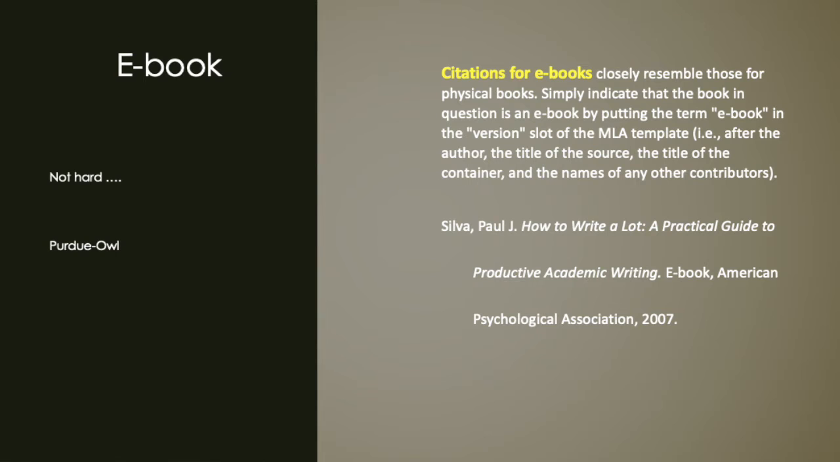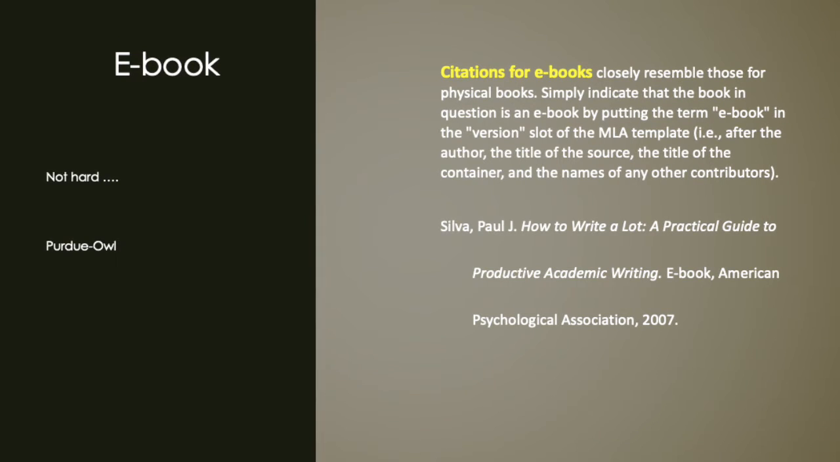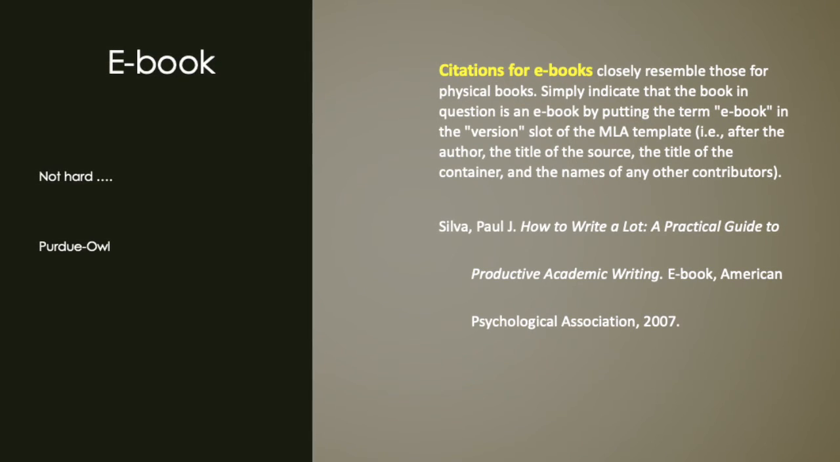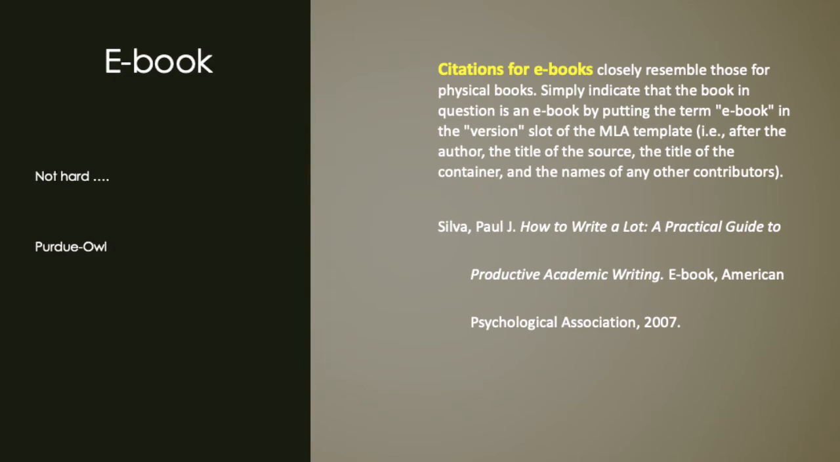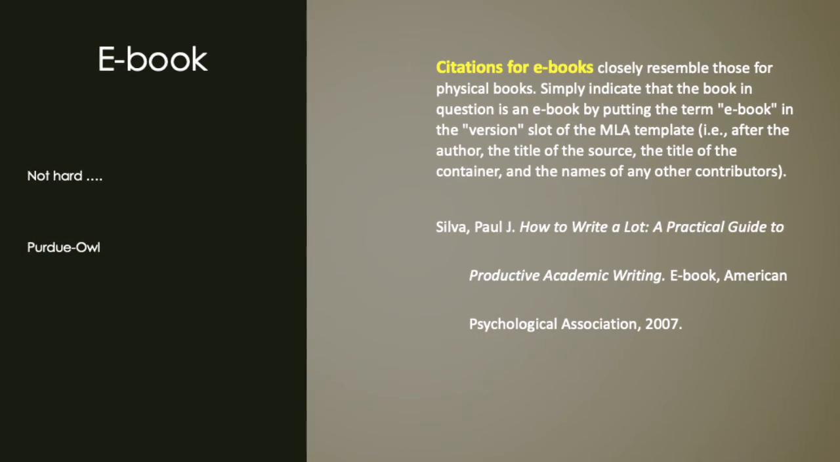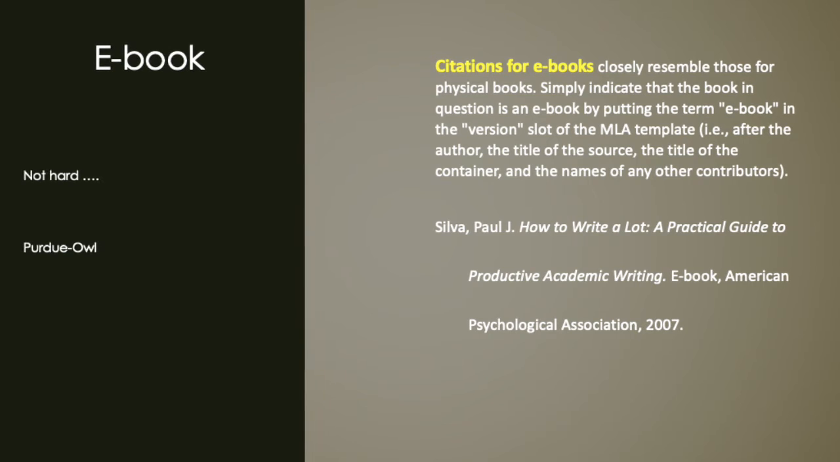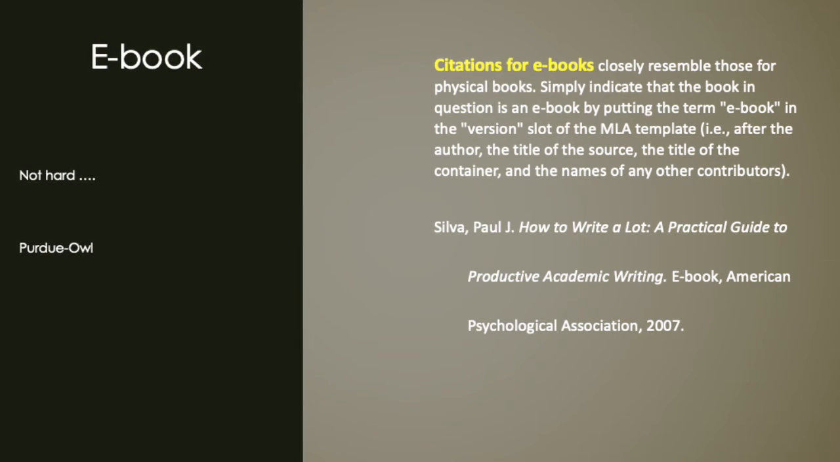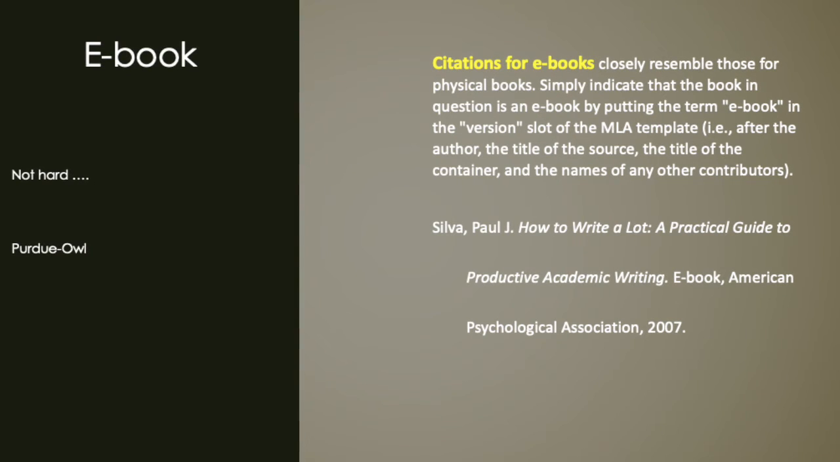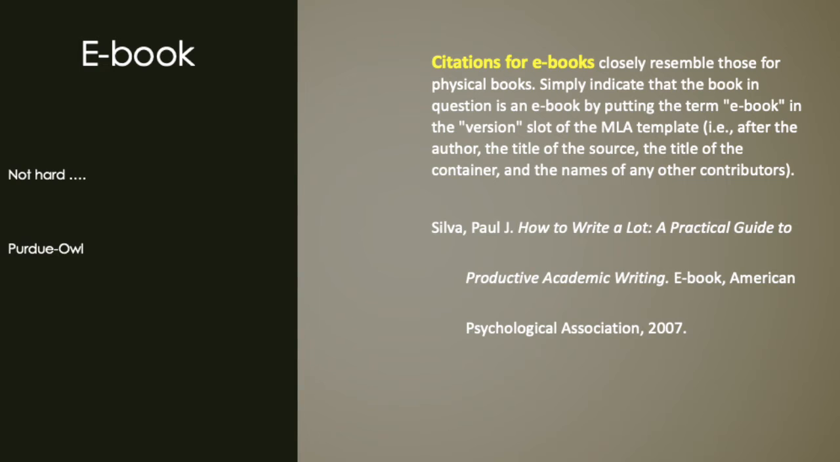Since many books are now accessible online, it is important to understand the citation of ebooks. Luckily, these closely mirror citations of physical books. All you must do is indicate that the work is an ebook by simply stating ebook in the citation. This indication will take place in the version portion of the MLA format. The version section occurs after the author, title of source, container, and other contributors have been stated.